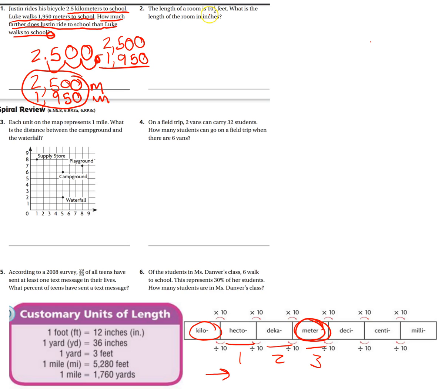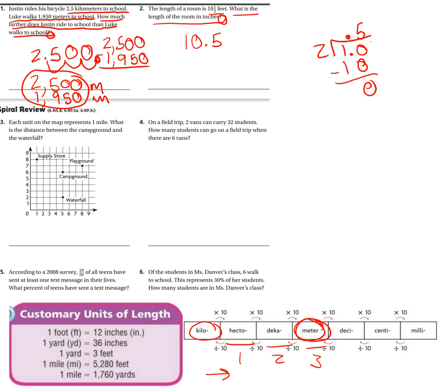Okay, the length of a room is 10.5 feet. What is the length of the room in inches? Well, I want to change 1/2 to a decimal, so I take the denominator and I divide it into the numerator. I get 0.5, so 10 and 1/2 is the same thing as 10.5.